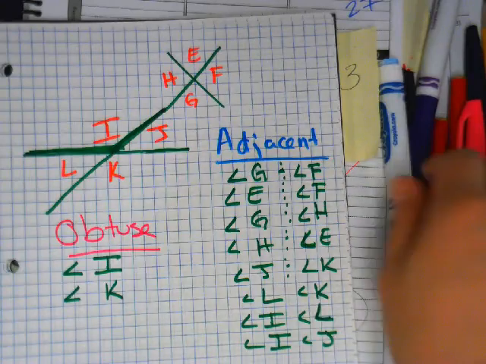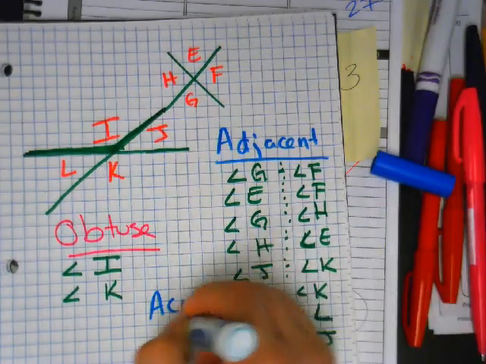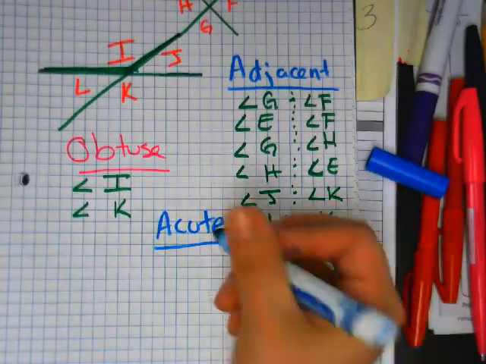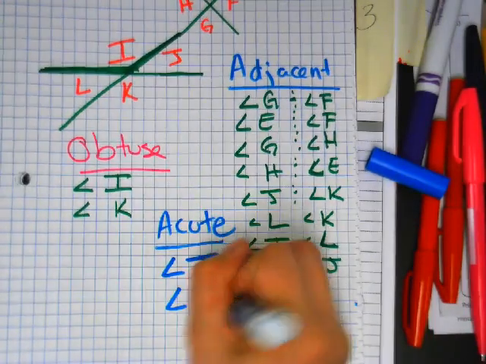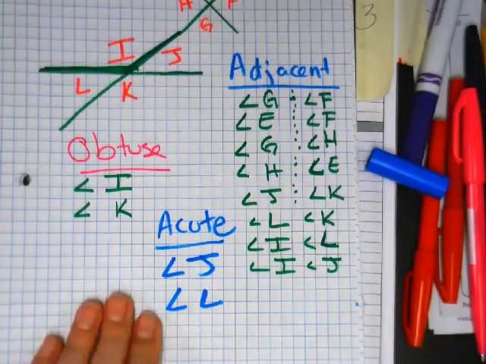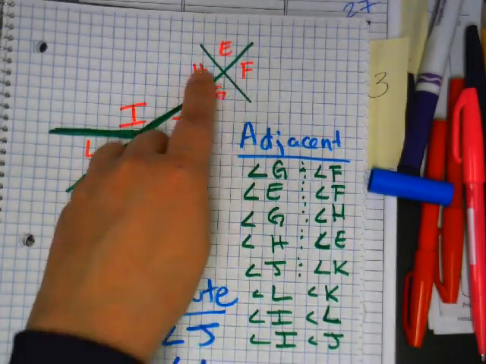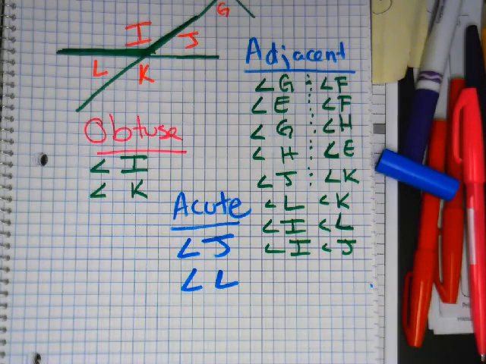All right, here's another question. Acute. Which angle is 100% acute? Angle L and J. Now, the top ones. Can you tell without a protractor if these are acute, obtuse, or right? I wouldn't bet my money on it, because it could be obtuse a little bit.